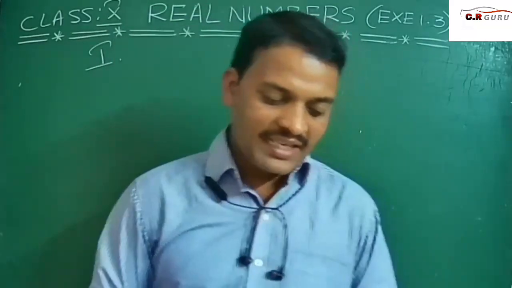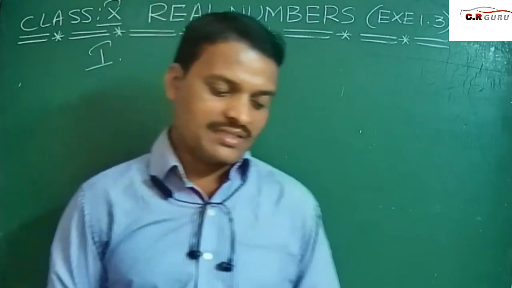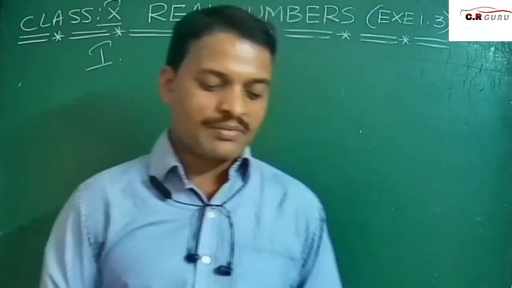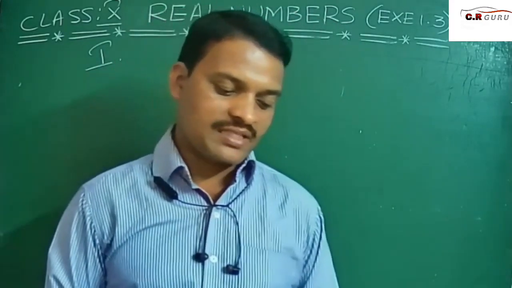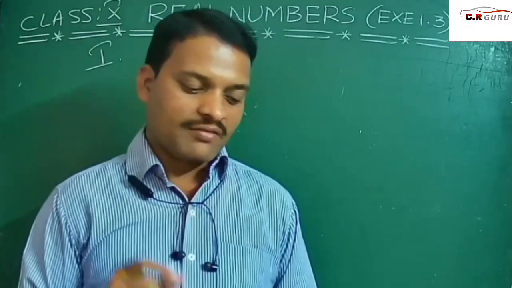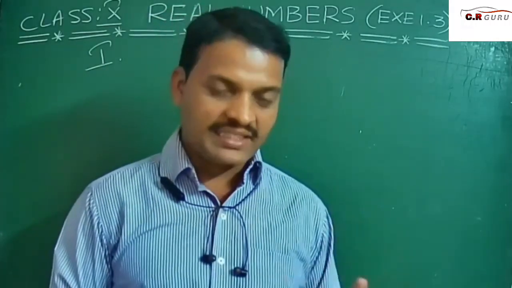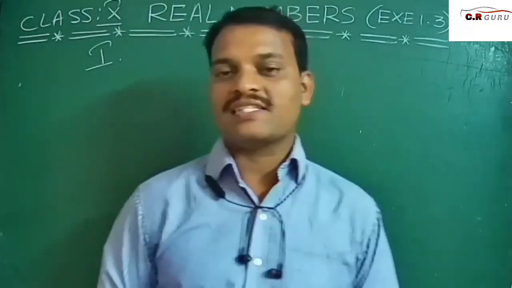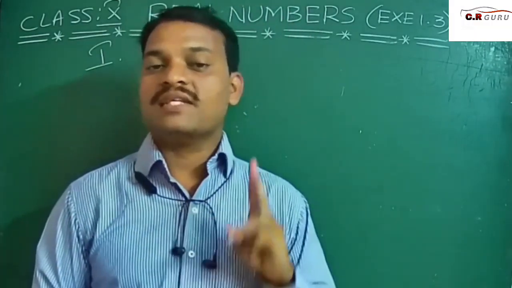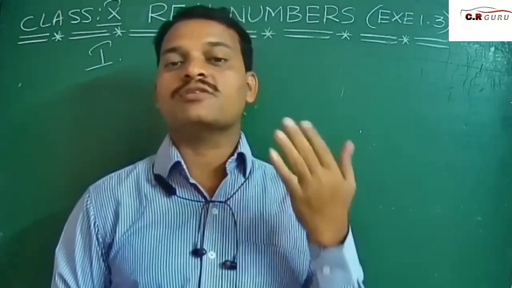Write the following rational numbers in their decimal form, and also state which are terminating and which are non-terminating repeating decimals. In this first problem, overall 5 sums are there, but I want to explain any 2 sums, and the remaining 3 sums you practice.